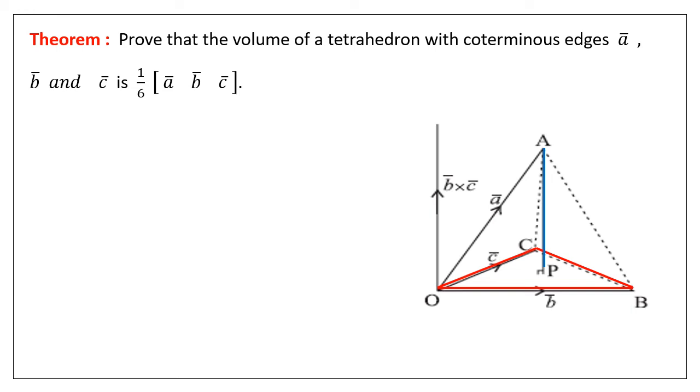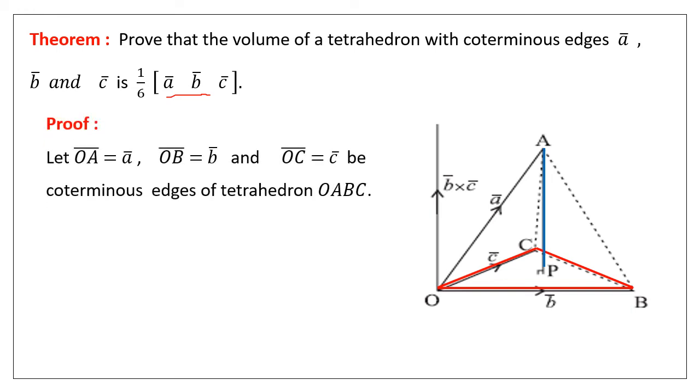Prove that the volume of a tetrahedron with coterminous edges A bar, B bar, C bar is 1 by 6 into the box product A bar, B bar, C bar. Look at the diagram, student. Proof. Let OA bar equal A bar, OB bar equal B bar and OC bar equal C bar be the coterminous edges of tetrahedron OABC.